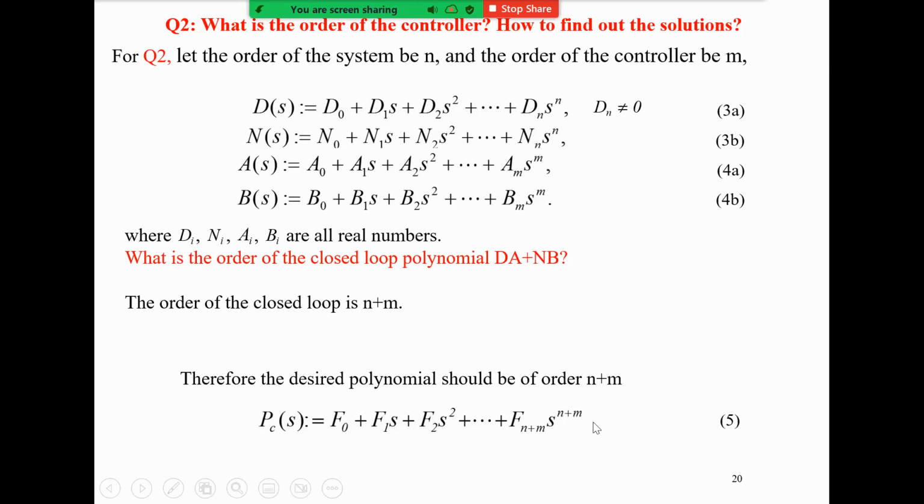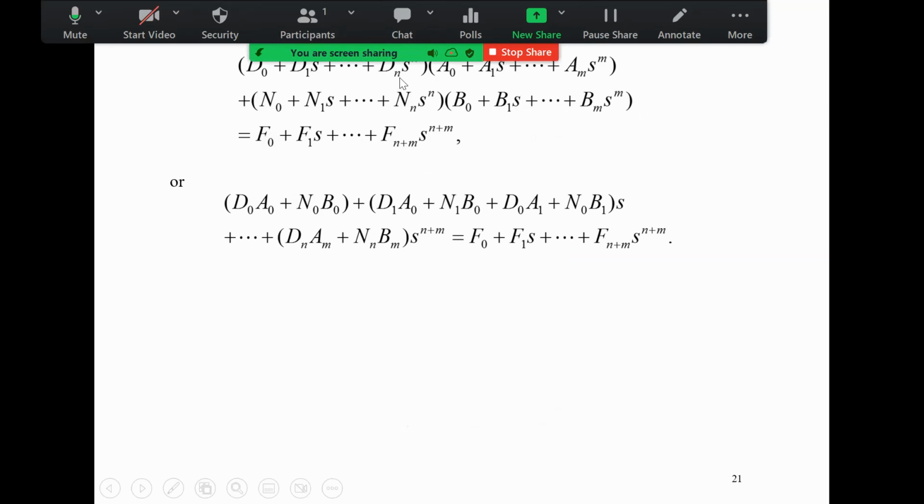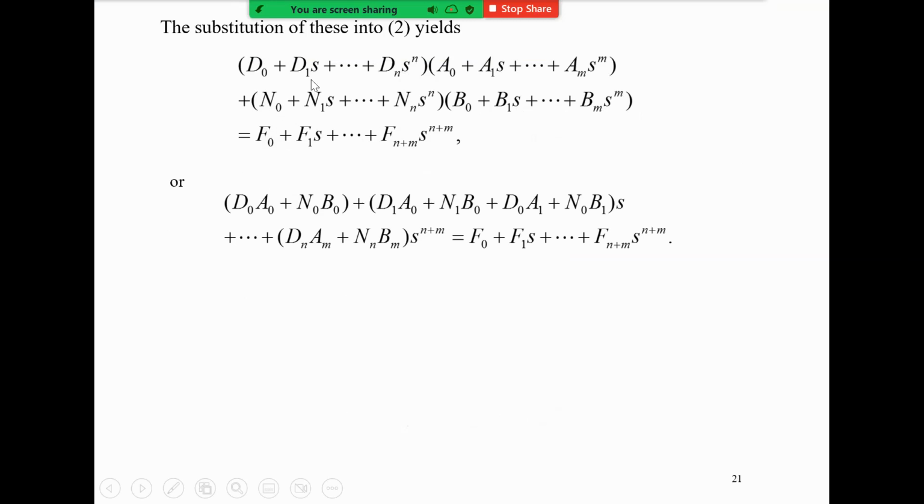So let's put the desired polynomial in this form with an order of m plus n. Okay, and then let's try to match. So this is d with a degree of n. This is a with a degree of n, right? D times a plus n times b equals the desired polynomial with a degree of m plus n. Okay, and then we need to expand this out and organize all the terms into one polynomial, right.